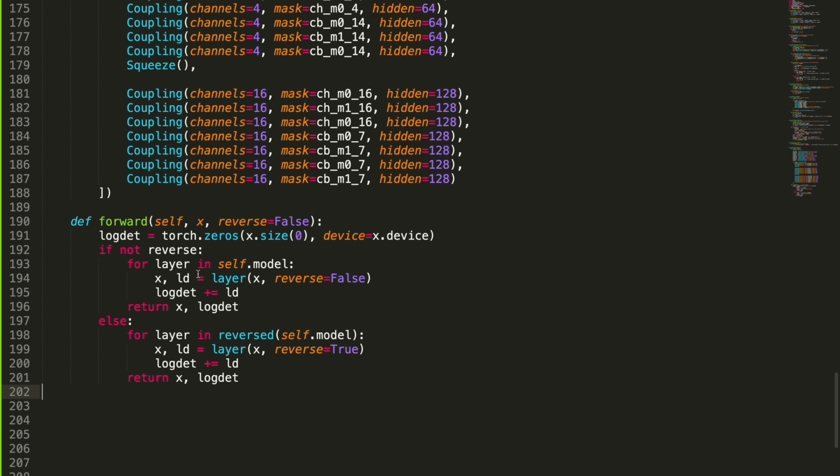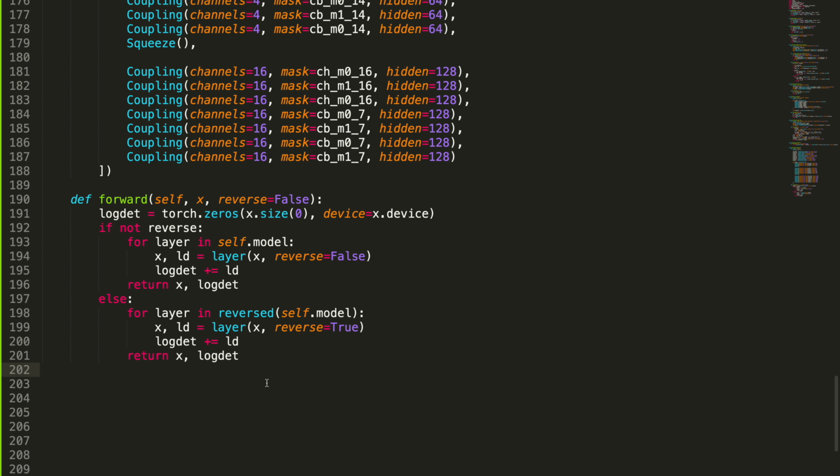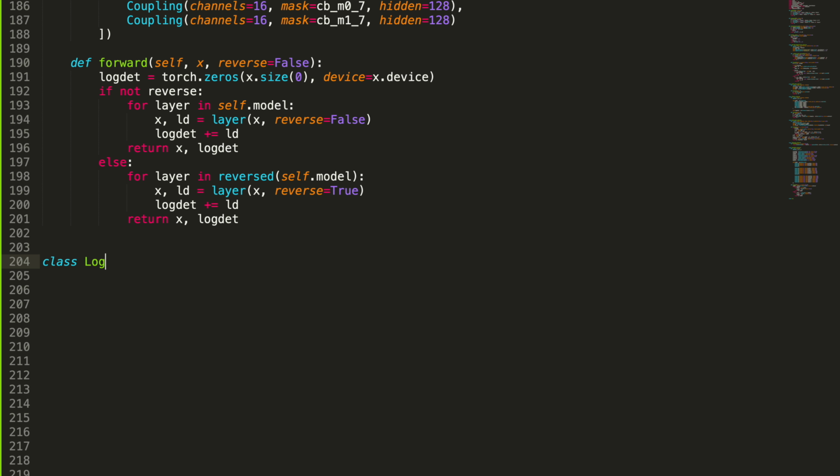So you can implement it for the forward pass or for the reverse pass. In the reverse pass, we just traverse the model in the reverse direction. Okay, one last thing for normalizing flow: dequantization of the data and the logit transform are very important.